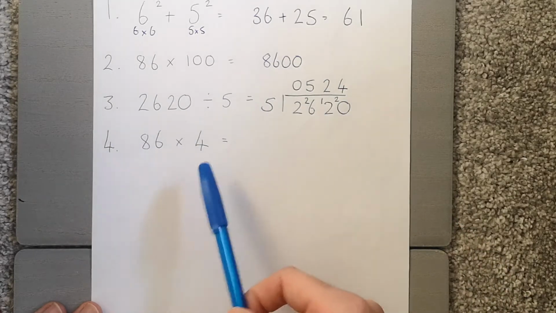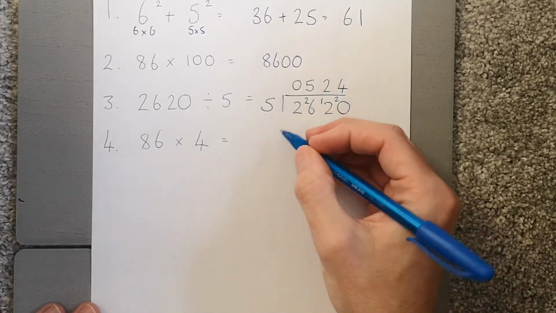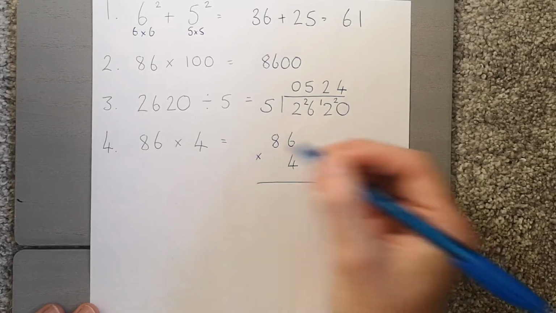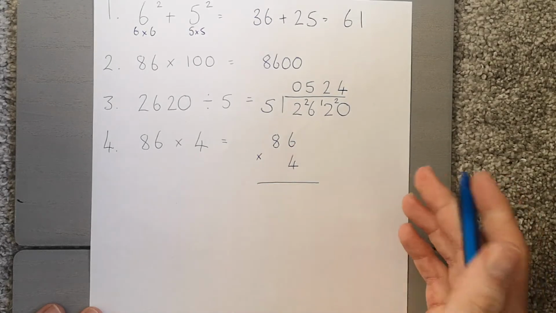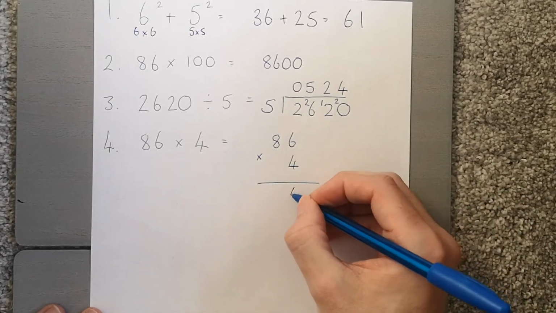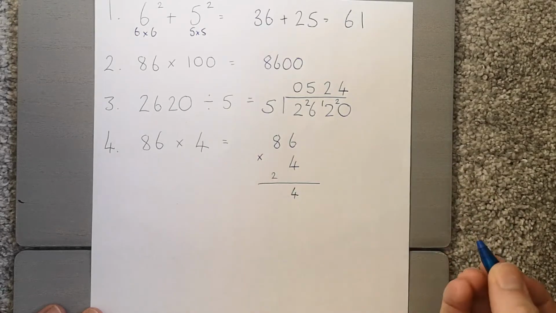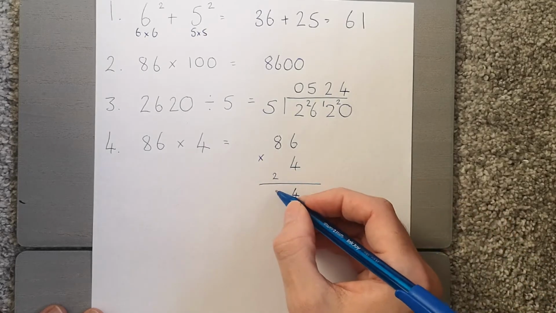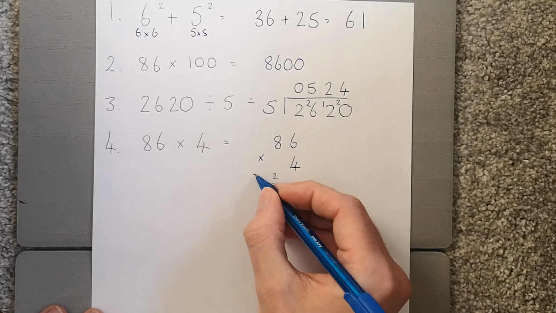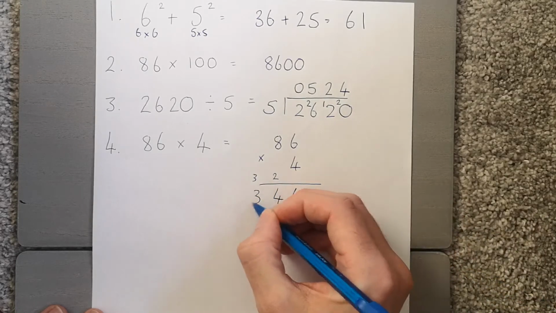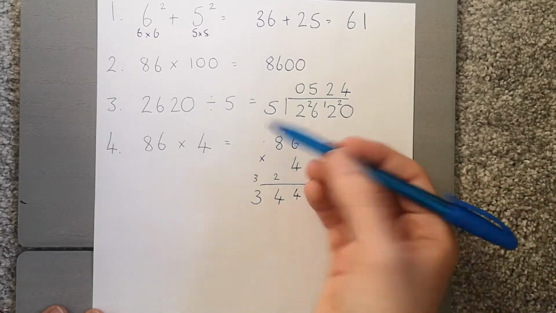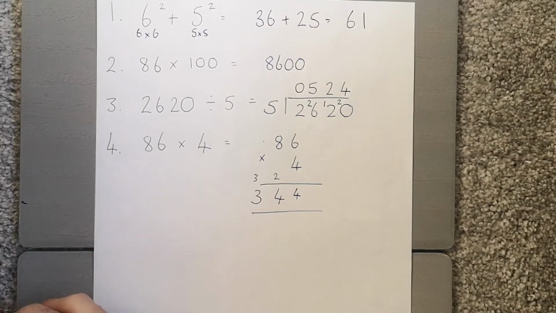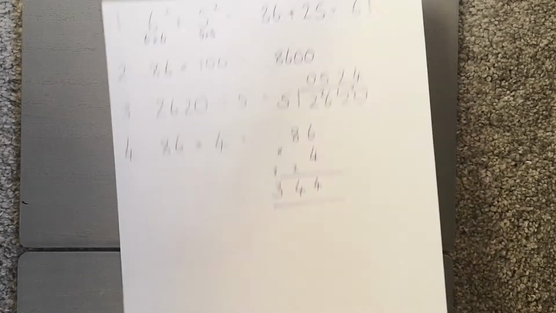Right, next one, question 4. 86 multiplied by 4. We're just going to do it as a column multiplication. 4 times 6 is 24, so I put my 4 and my 2 over. 4 times 8 is 32, add the 2, 34. Now the 3 would go up there because I've got nothing there. So you should have got 344. Okay, good. So that's your mixed maths done.